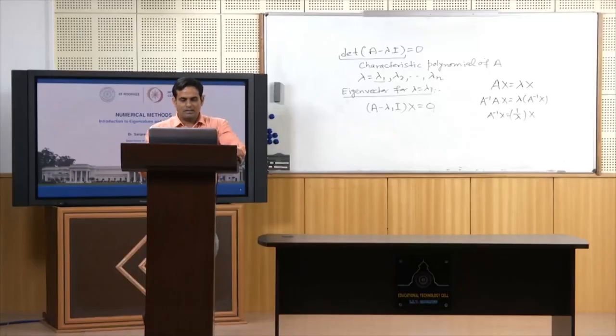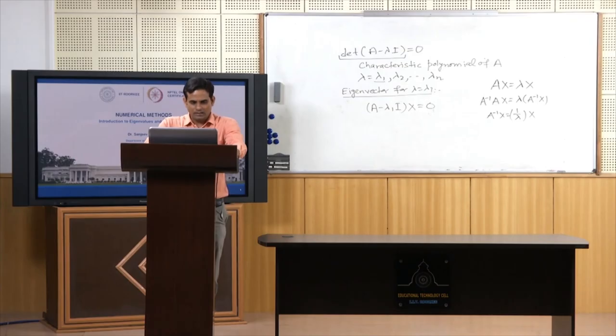So, if lambda is an eigenvalue of A, then lambda raised to power k will be the eigenvalue of A raised to power k. For example, if a 3 by 3 matrix has eigenvalues 5, 10, 20, then the square of this matrix will have eigenvalues 25, that is the square of 5, 100 and 400. Moreover, it is a very important result for the topic which I am going to introduce in the next lecture, that is the similarity transformation.